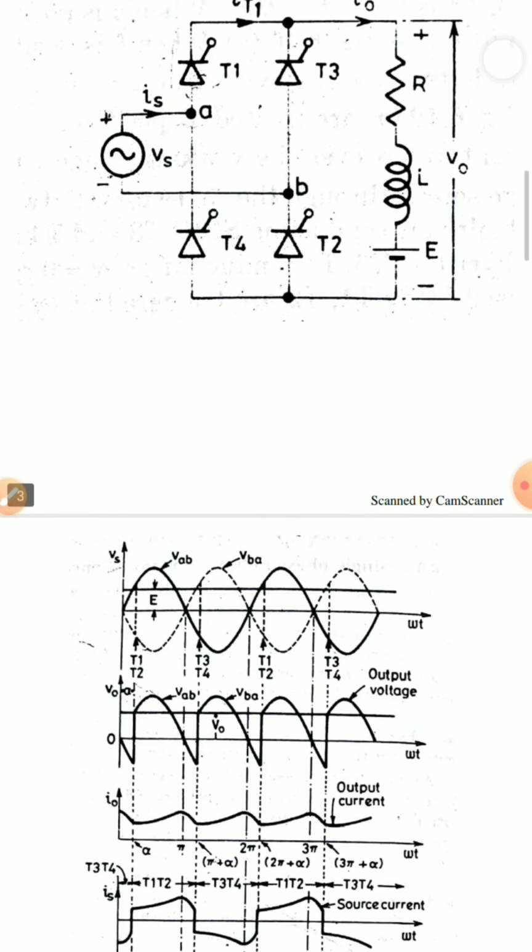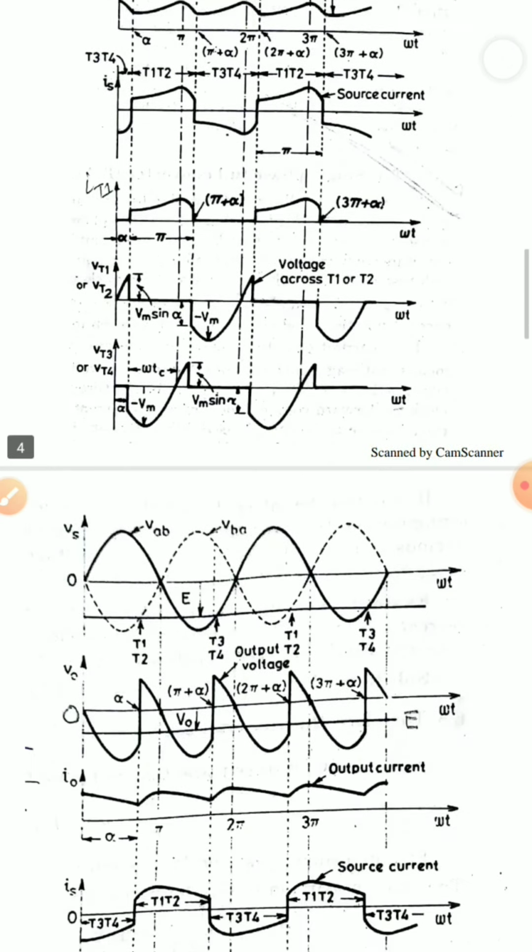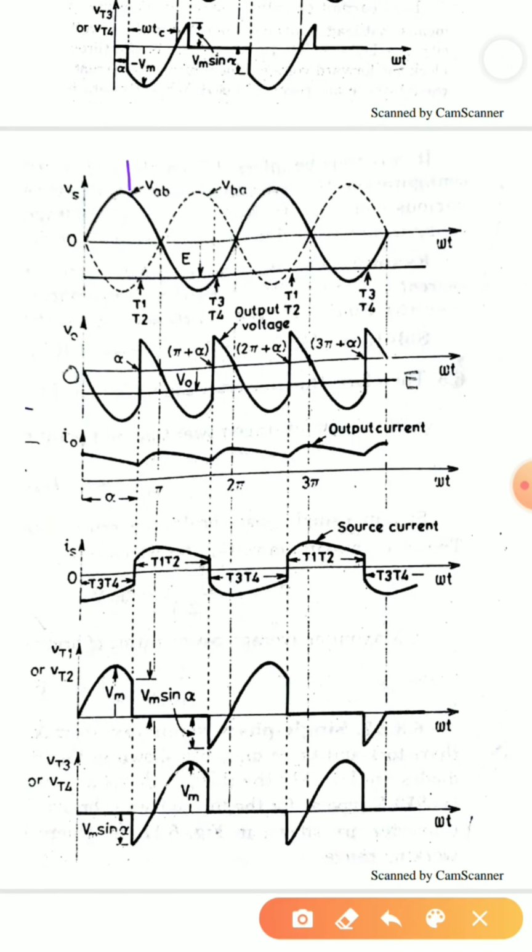Now E is nothing but the counter EMF or the back EMF of a DC motor. We know that when the firing angle is greater than 90 degrees, it is called a line commutated inverter, and it is used for the regenerative braking mode of a DC motor. Let us look at the waveform. Now this is 90 degrees, and this is greater than 90 degrees. Let me consider this is my firing angle.